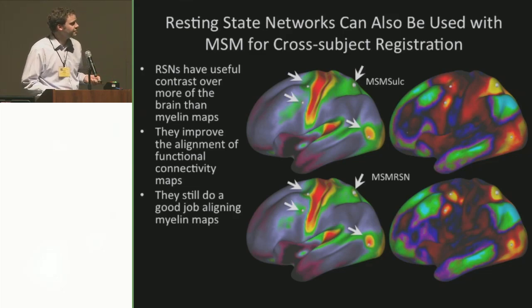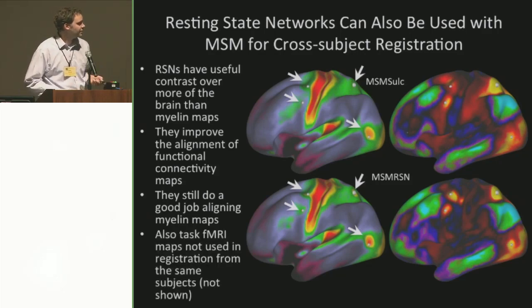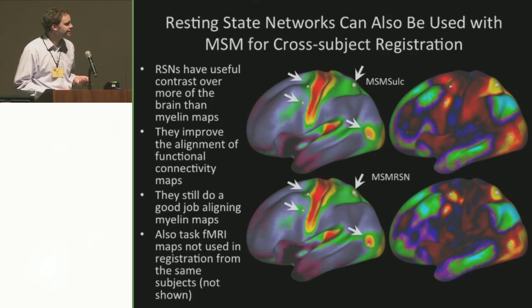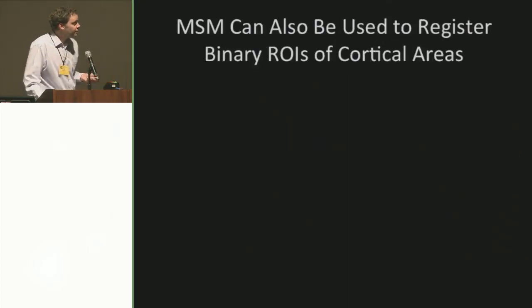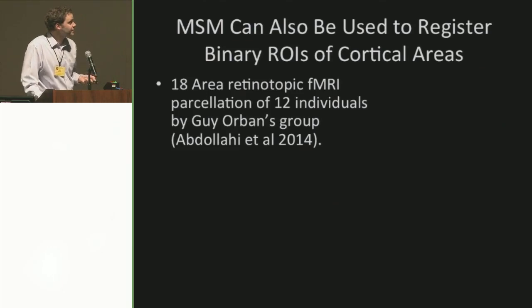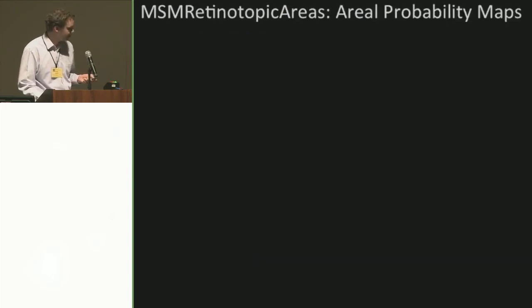But they still actually do a good job of aligning Myelin Maps. So there's common information between the Myelin Maps and the resting state networks that we're tapping into here. And I'm not going to show it for reasons of time, but task fMRI maps that are aligned with resting state networks also show improvement. We can even register binary cortical ROIs with MSM. So we're going to consider an 18-area retinotopic fMRI parcellation of 12 individuals by Guy Arbon's group here.